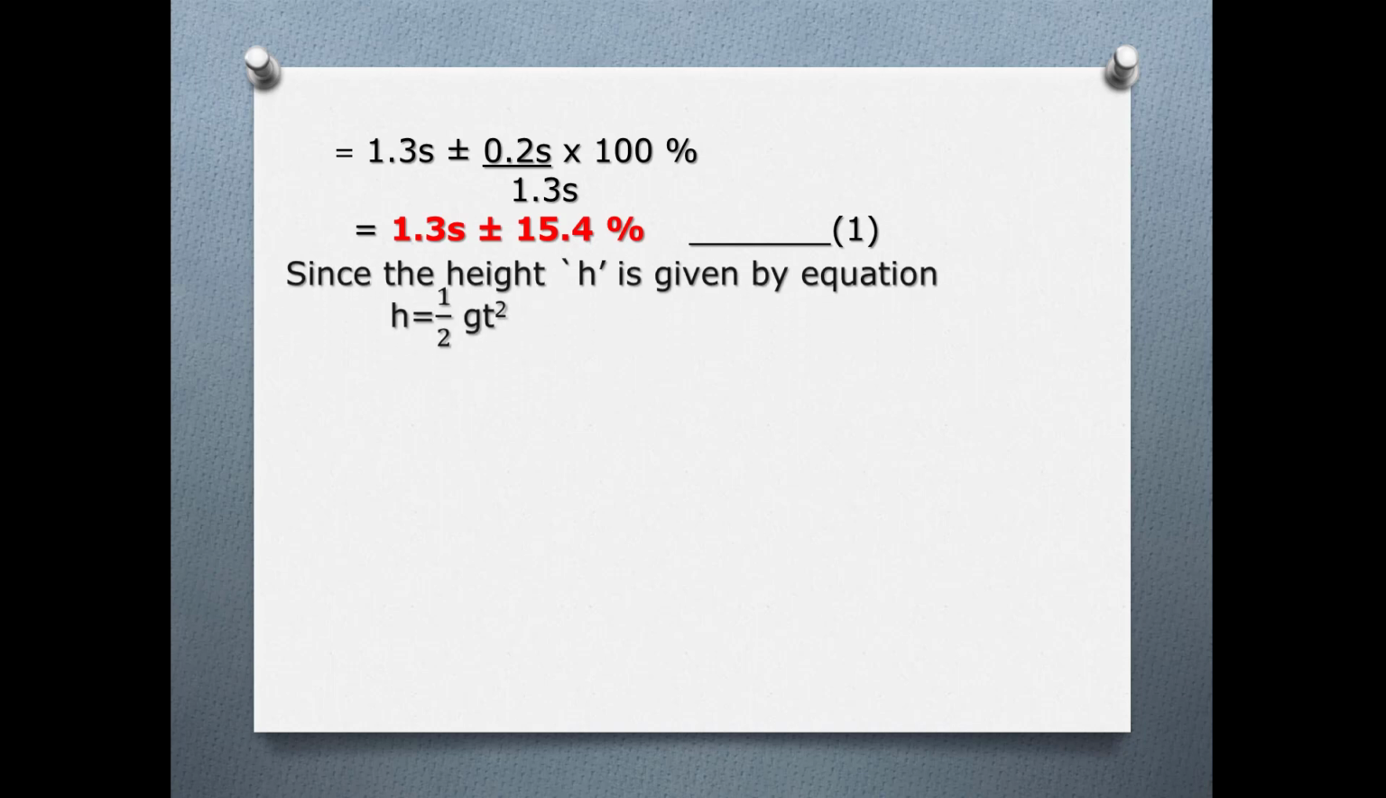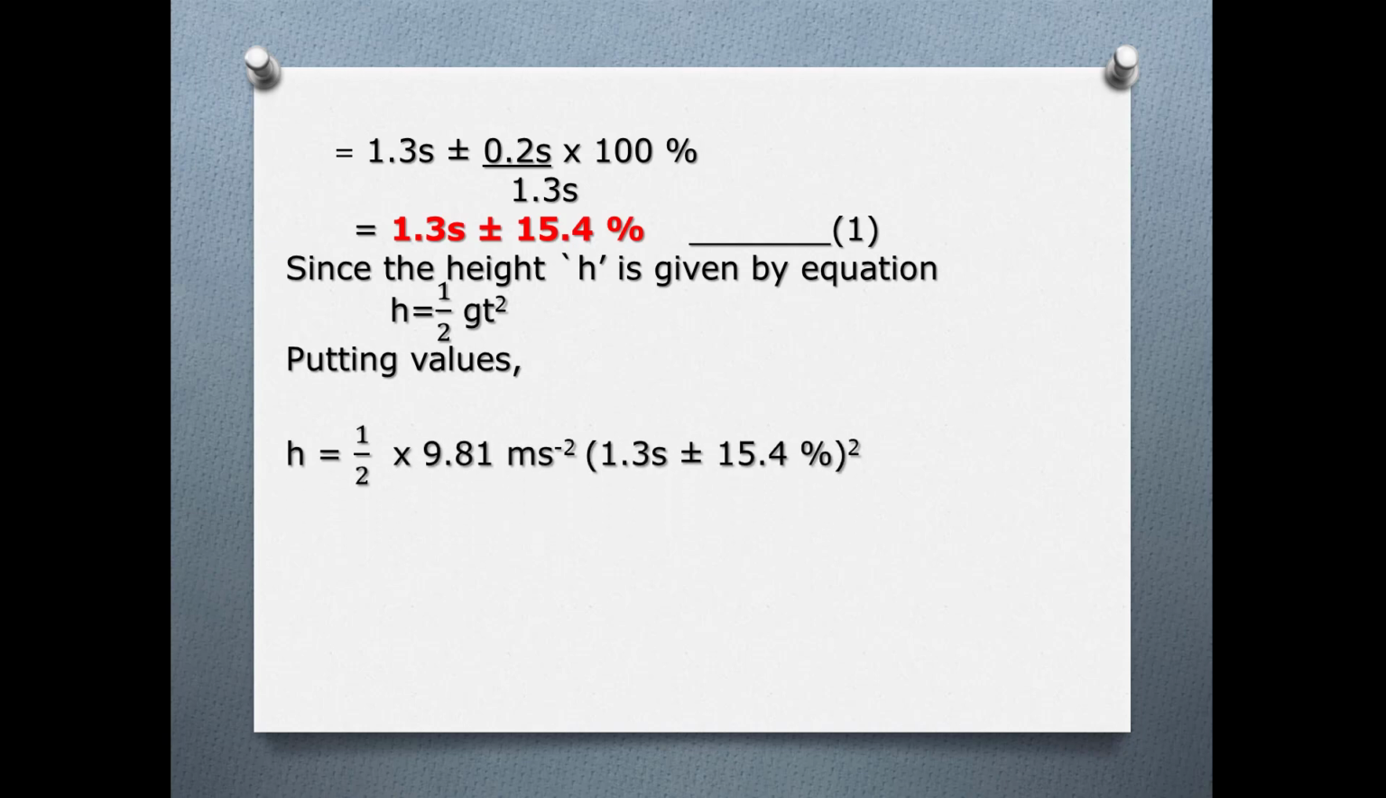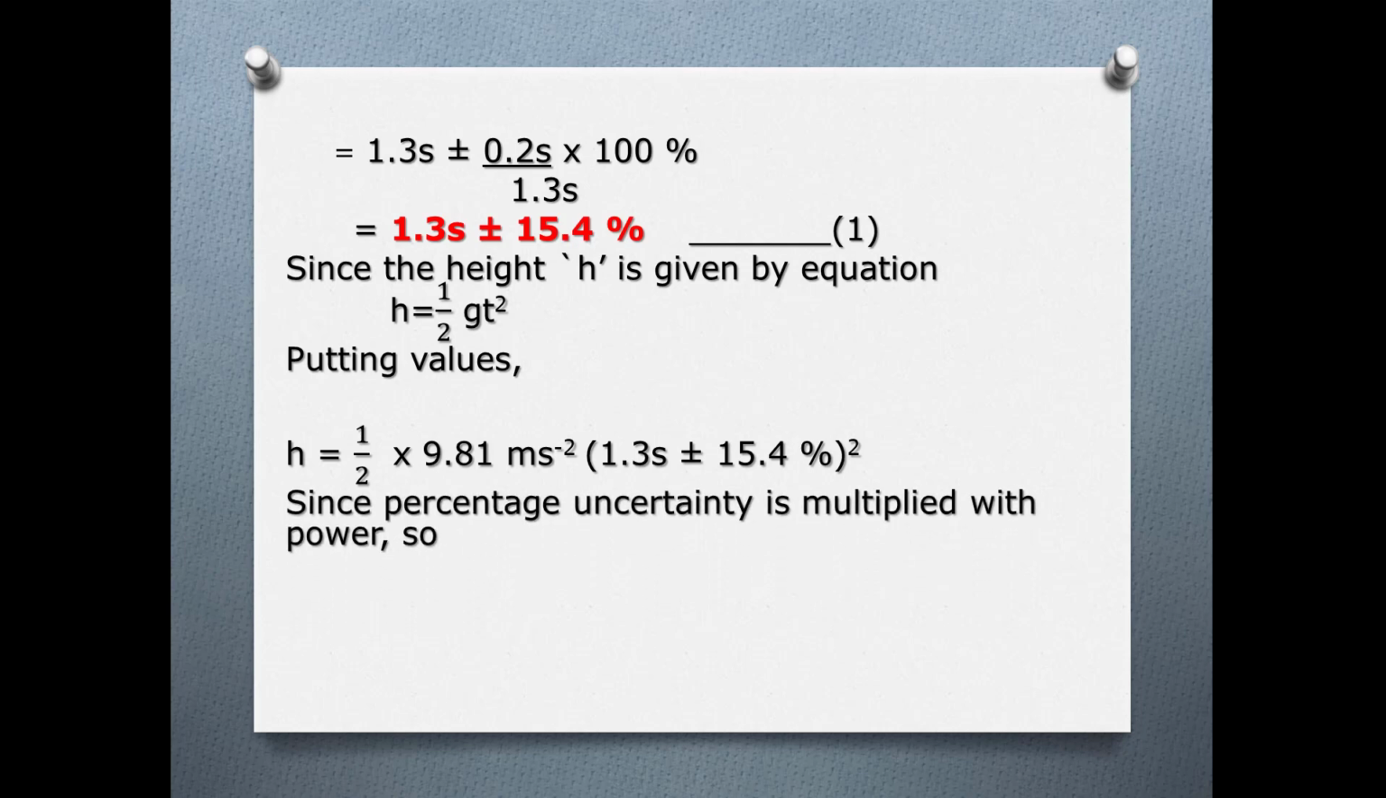Since the height h is given by the equation h is equal to half g t square, we will simply put the values over here with uncertainty in t. Half into 9.81 meter per second square, 1.3 seconds plus minus 15.4% whole square. We are just putting the values of g and t in the equation. As we know, this power will be applied on the true value and it will be multiplied with percentage uncertainty, so we can write it in this way.